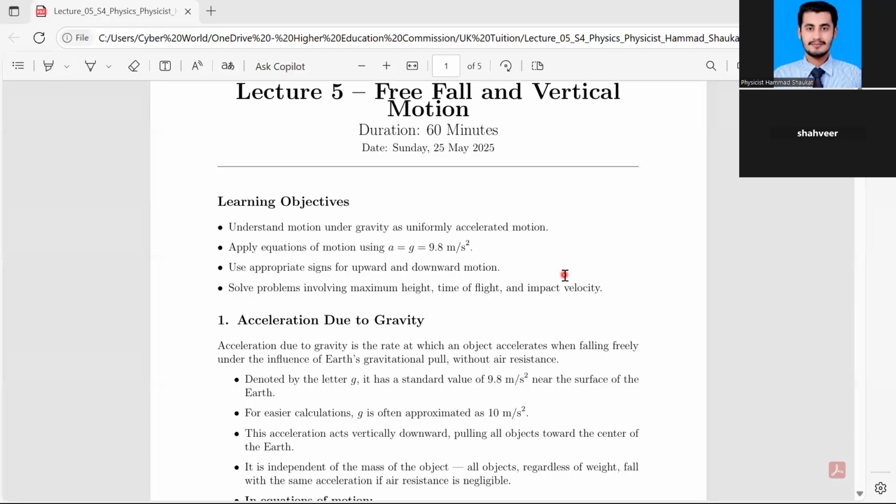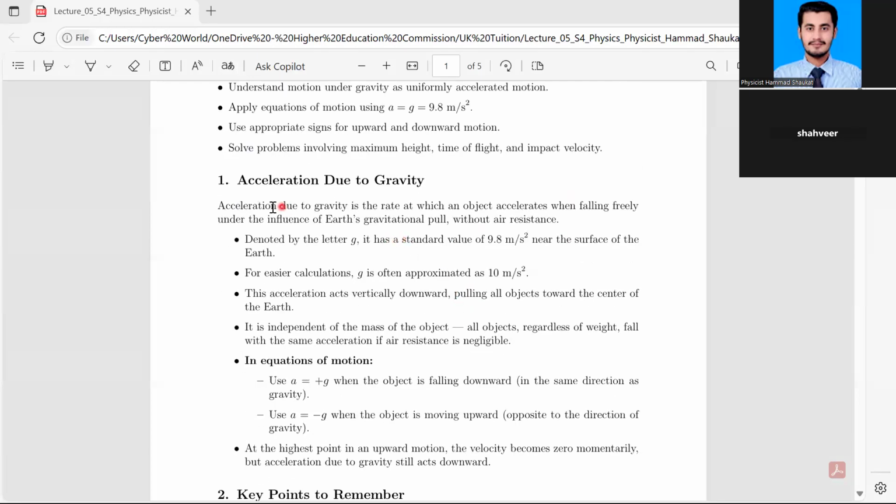So let's discuss the first section, which is acceleration due to gravity. As I told you, under gravity your body moves downward. If bodies are moving downward, they are accelerating, and this is called gravitational acceleration. Here is the definition: acceleration due to gravity is the rate at which your object accelerates either downward or upward. But in the case of gravity, it's always downward.